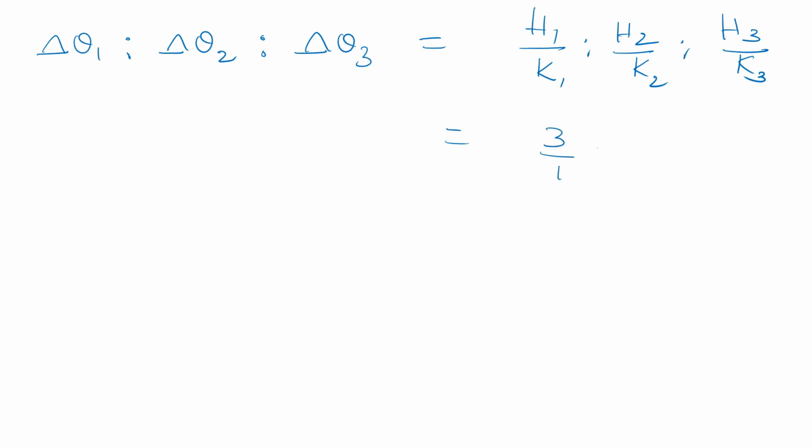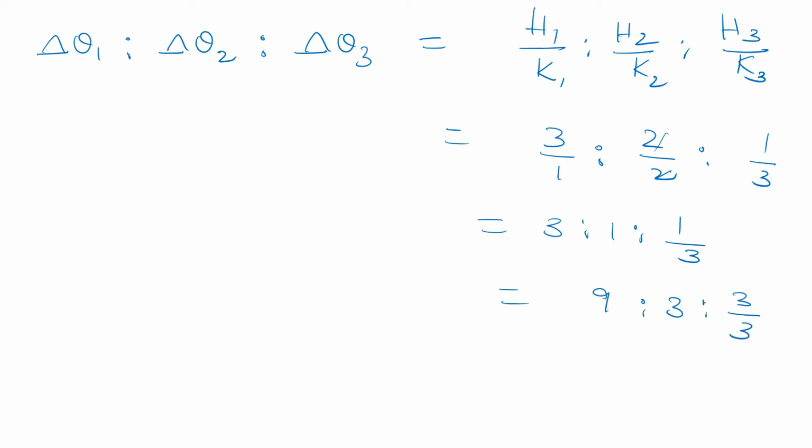is equal to H1 by K1 is to H2 by K2 is to H3 by K3. Now substituting 3 by 1 is to 2 by 2 is to 1 by 3. So these two get cancelled. 3 is to 1 is to 1 by 3. So taking reciprocal, 3 threes are 9, 3, and 3 by 3. So overall 9 is to 3 is to 1.